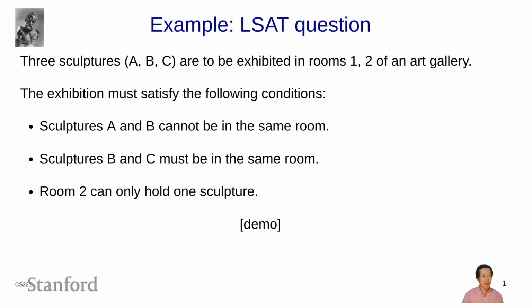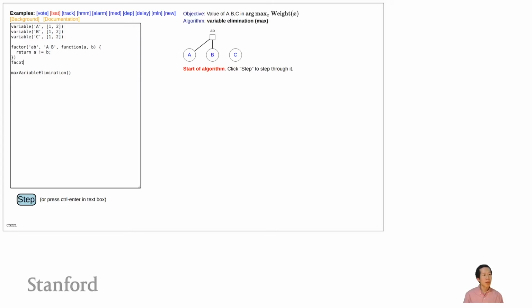Now I'm going to move on to the second condition. Sculptures B and C must be in the same room. This is similar, but now applied to B and C. They have to be in the same room, so I'm just going to return B equals C. I'm going to check that the factor does what I want it to do. It's happy with 1, 1 and 2, 2, which is good.